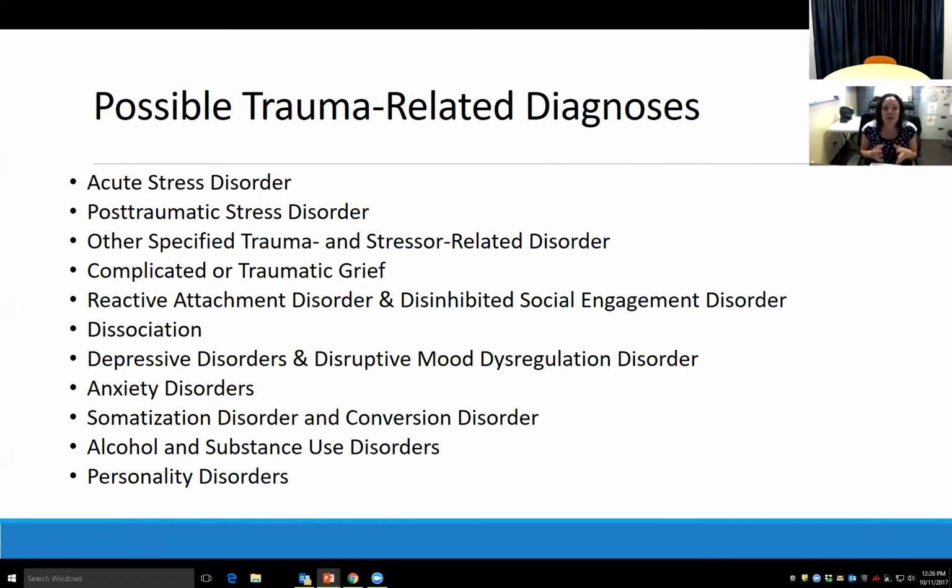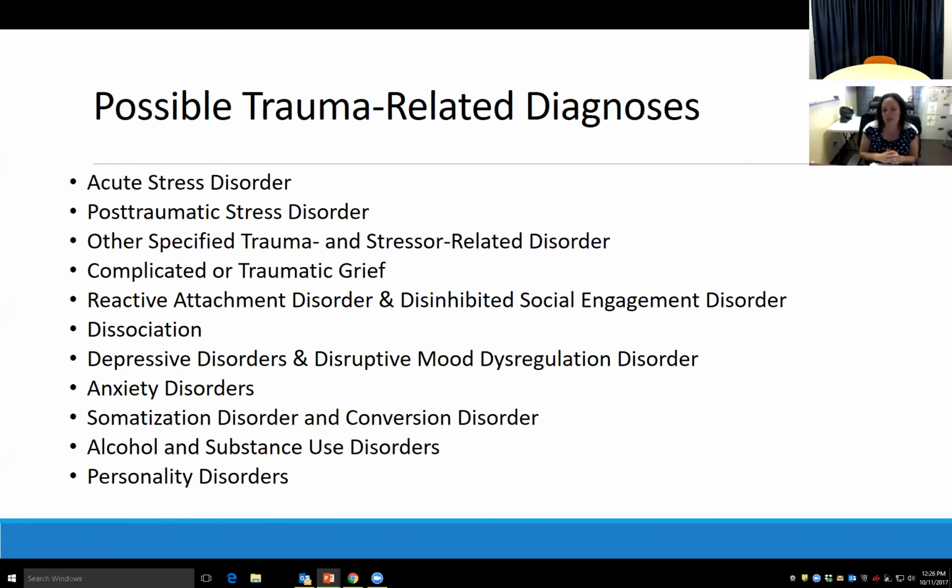So the criteria for acute stress disorder are actually a bit different than PTSD, and it's really looking at what goes above and beyond what we would expect someone to experience in the immediate aftermath of a trauma. Then looking at a month out and beyond, we might diagnose PTSD. And in the next few slides, we'll go through those criteria.